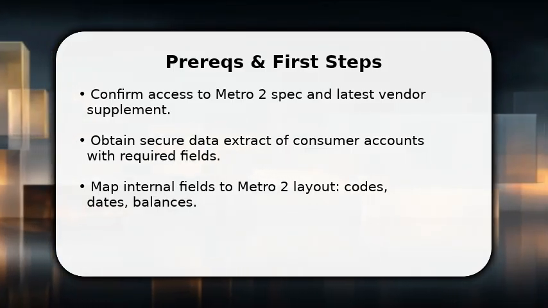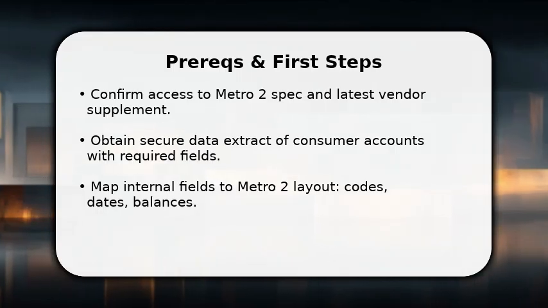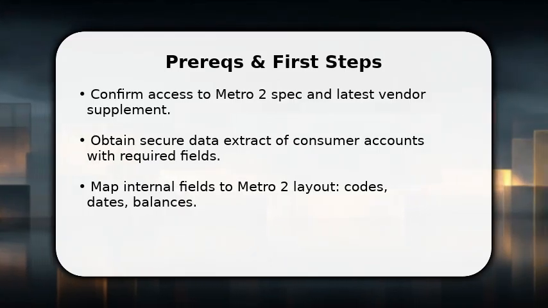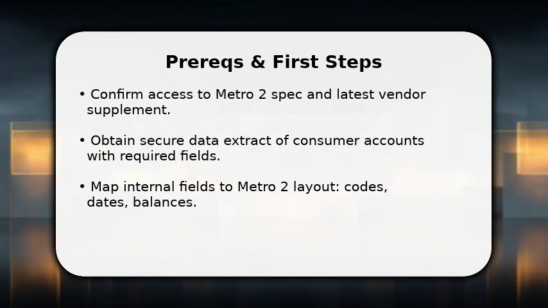Then map your internal account fields to Metro 2 columns. This mapping is critical because one misaligned code will produce rejects. Once done, validate data types and character limits so your first export already meets structural rules and minimizes rejects.